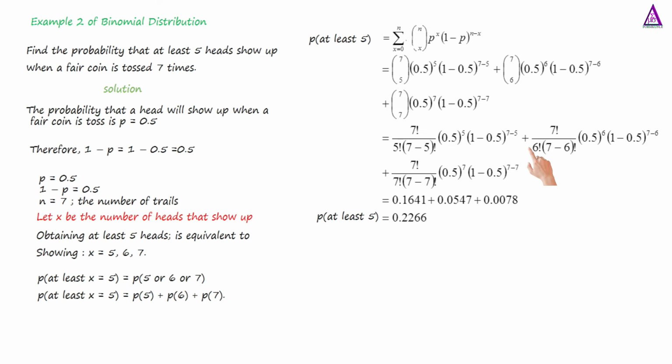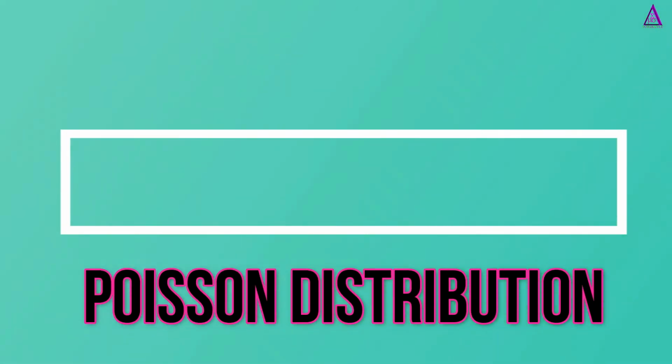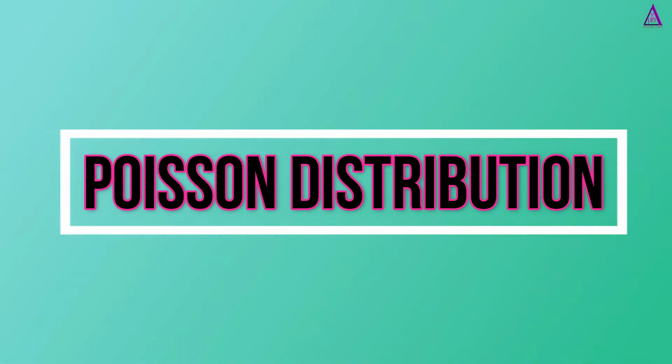And the answer for the first one is 0.1641, plus the second one 0.0547, plus the third one 0.0078, and the probability that at least 5 will show up is 0.2266. Now, Poisson distribution. I want to show how to prove the mean and variance of Poisson distribution.